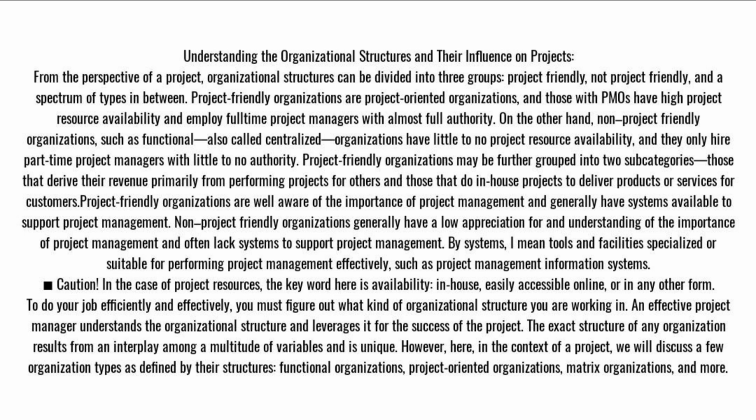From the perspective of a project, organizational structures can be divided into three groups: project-friendly, not project-friendly, and a spectrum of types in between. Project-friendly organizations are project-oriented organizations, and those with PMOs have high project resource availability and employ full-time project managers with almost full authority. On the other hand, non-project-friendly organizations, such as functional, also called centralized organizations, have little to no project resource availability, and they only hire part-time project managers with little to no authority.